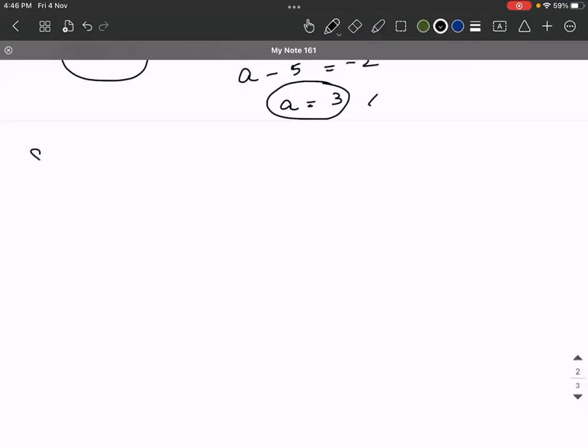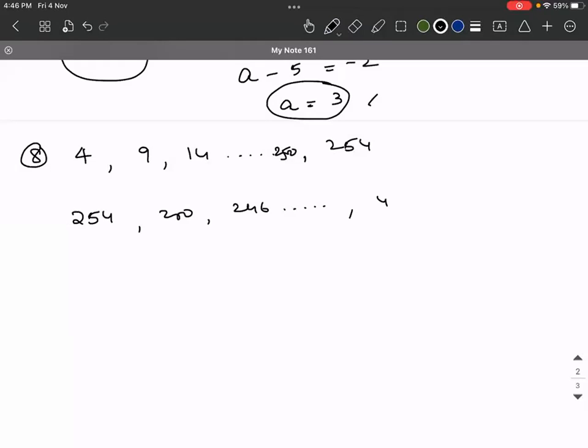So look at the 8th one now. Find the 10th term of the AP from the end. The terms that they've given are 4, 9, 14, so on till 254. If I want the 10th term from the end, can I write the pattern in reverse? So 254, what would be the previous number? It would have been 250, right? Then 246, so on. And what will be the last digit? 4. Am I clear?